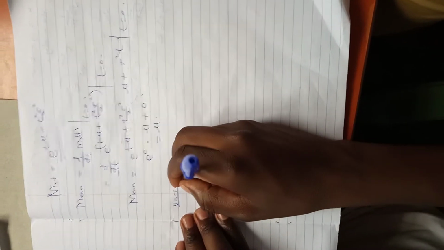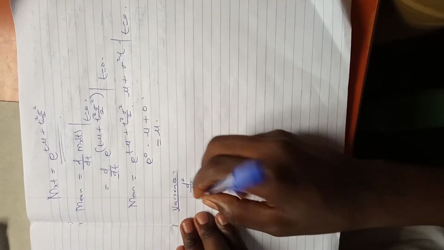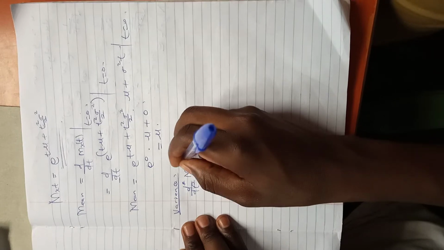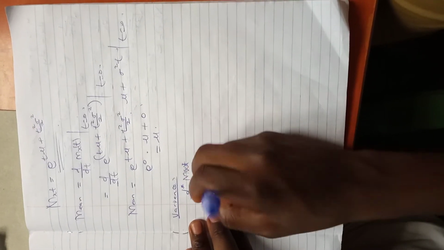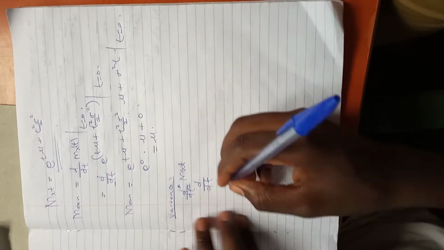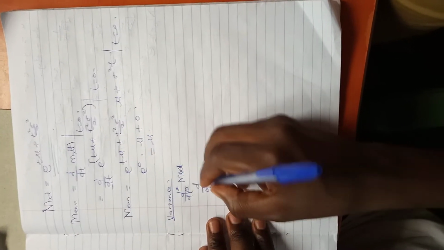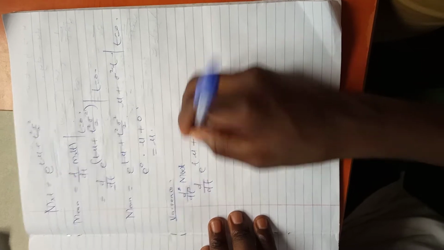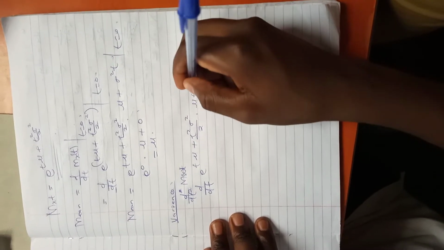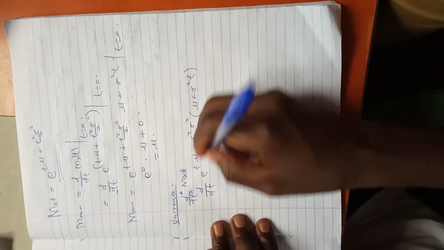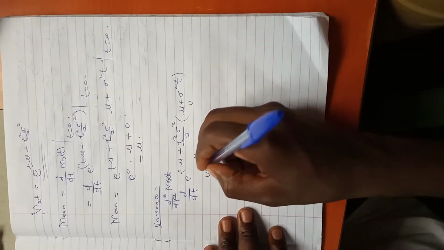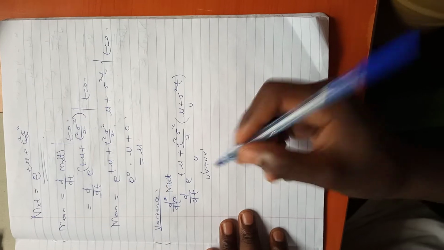Variance. To find the variance, we are going to find d²/dt² of M_X(t), which is just like saying that we are going to find d/dt of the mean expression that we had already found earlier. So it is the same as d/dt of e^(tμ + t²σ²/2) times (μ + σ²t). Here we apply the product rule.